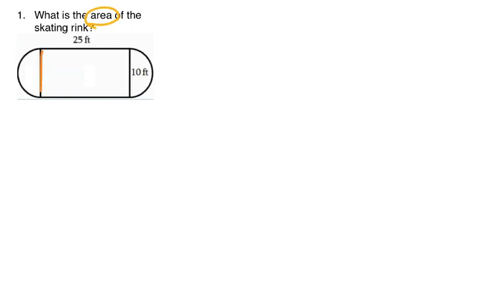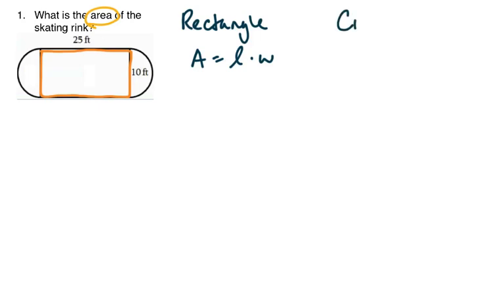So I have that circle. Then I have this rectangle here. So my two formulas that I'm going to set up are for the rectangle in the middle. I'm going to say A equals length times width. And for my circle, or two semicircles, you could think of it as, we're going to say A equals pi r squared for the area of a circle.